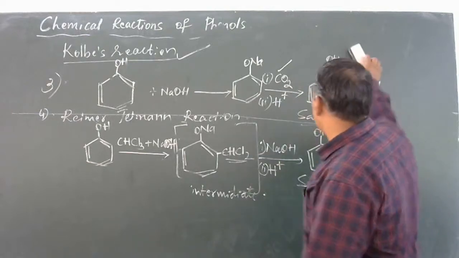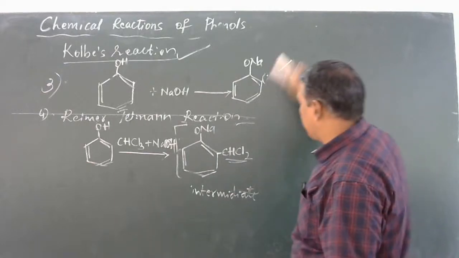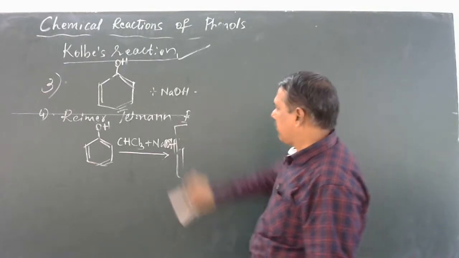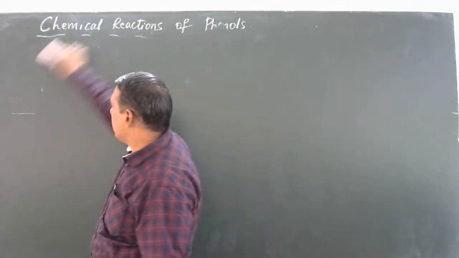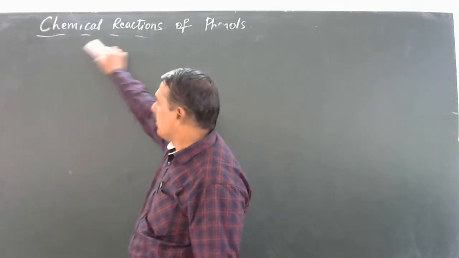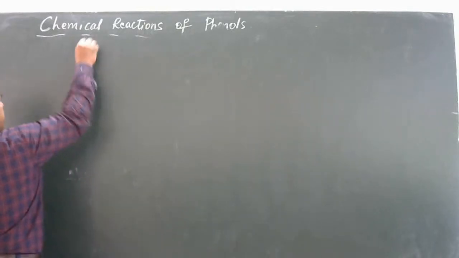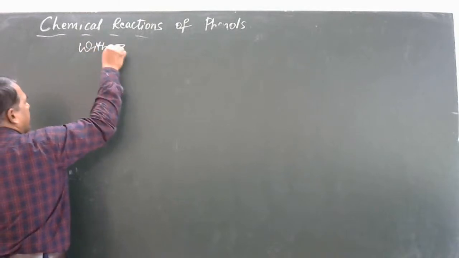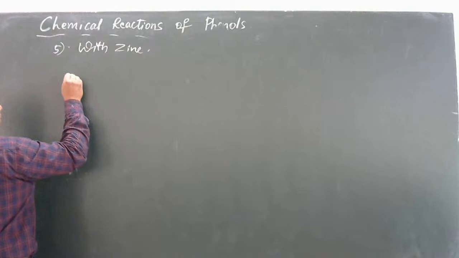Okay, so this completes our study of named reactions. Only two important named reactions in phenol: one is Kolbe's reaction and another one is Reimer-Tiemann reaction. Then we shall study the next chemical reactions. Reaction with zinc. See, the fifth important reaction.